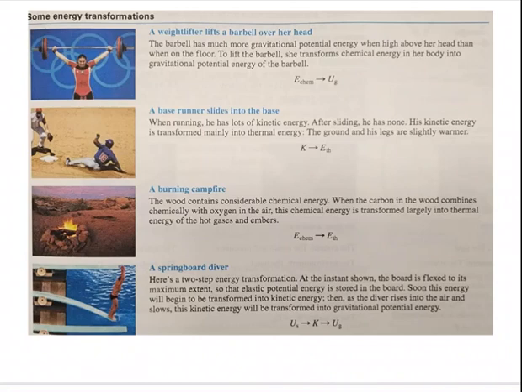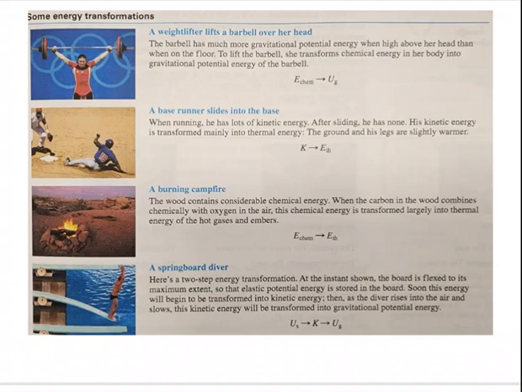All right, so here are some examples of energy transformations. Weightlifter lifts a barbell over her head. So the barbell has much more gravitational potential energy when high above her head than when on the floor. So because we lifted it up, we gave it potential energy. So to lift the barbell, she transforms chemical energy in her body. She's burning calories, and transforming that energy in her body into gravitational potential energy of the barbell. So the process that happened here was E sub chem turned into U sub G. Okay?